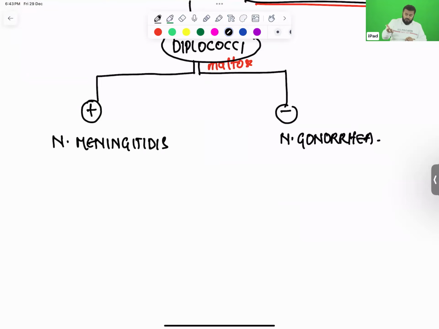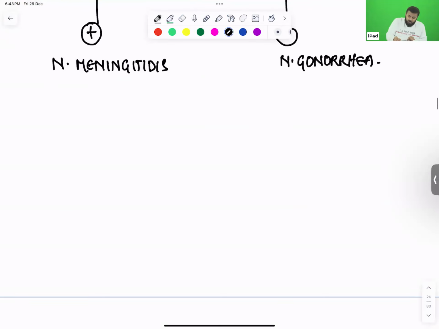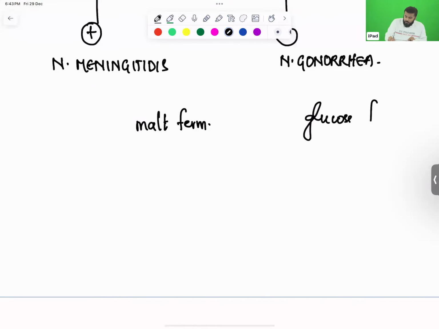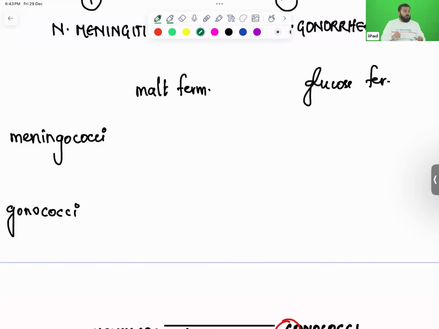Sir, how do we remember this easily? Let us say this is maltose fermenter, and this is glucose fermenter, maltose fermenter and glucose fermenter. Here we have meningococci. Here we have gonococci. Now you guys tell me, does meningococci ferment maltose and glucose, or only one? Tell me.